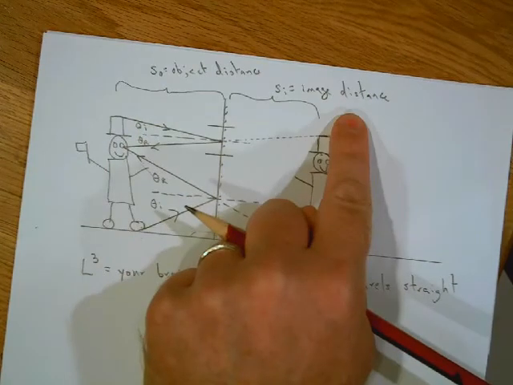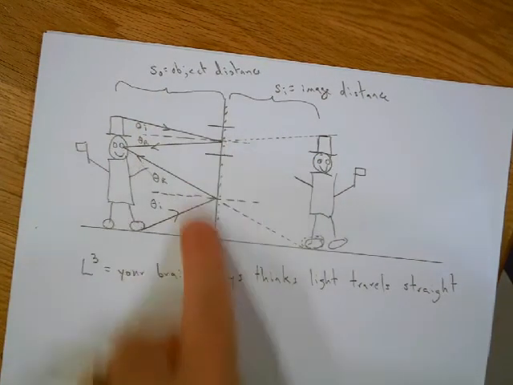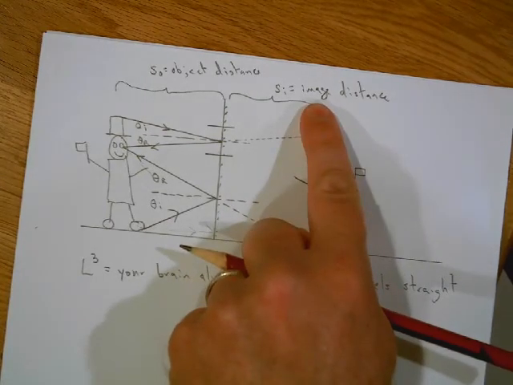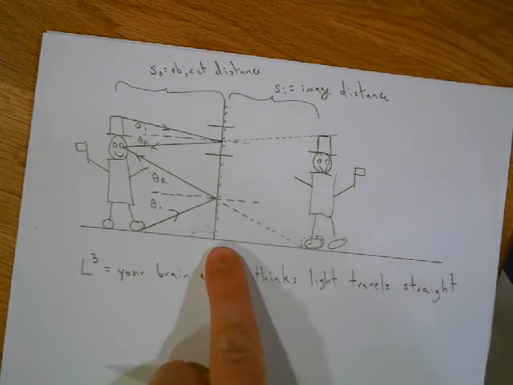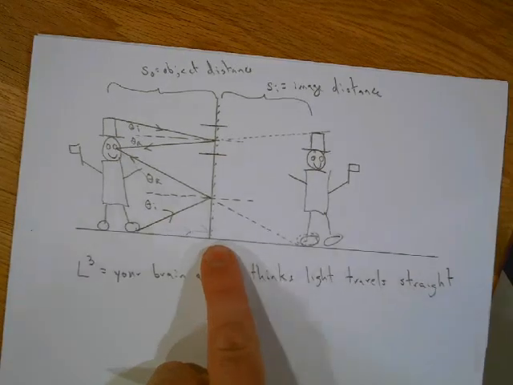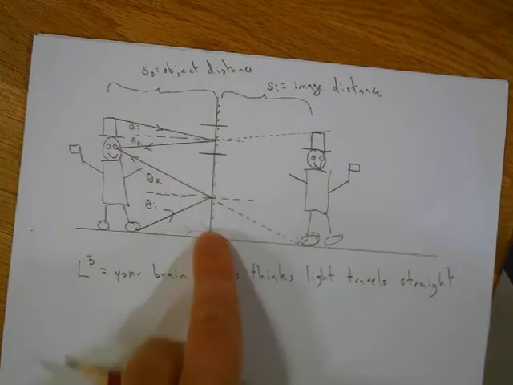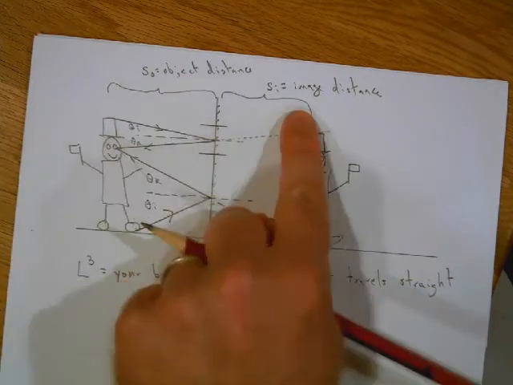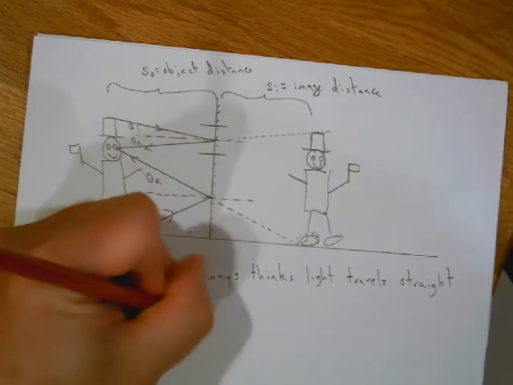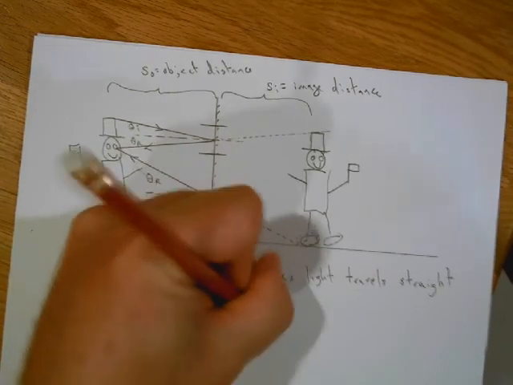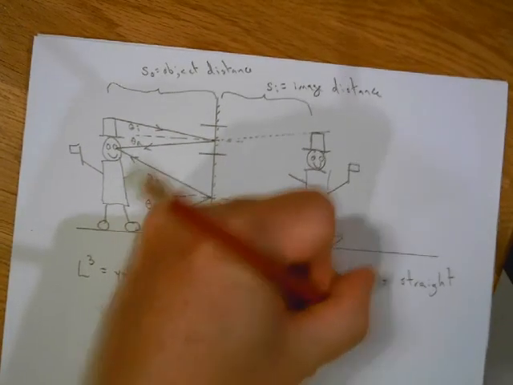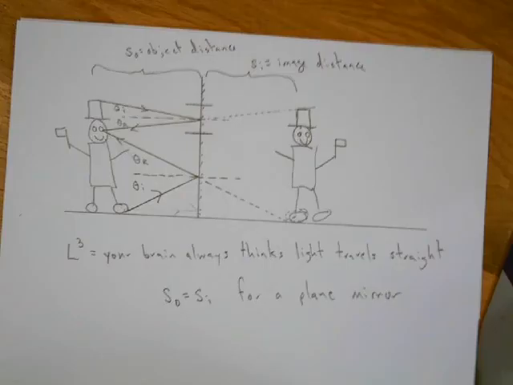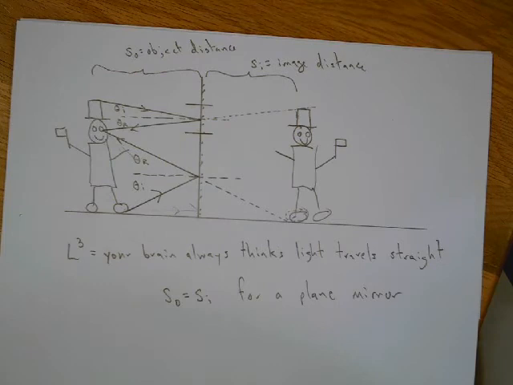And just so you know, anytime we're doing object distance or image distance, it's always going to be object to the optical surface, or the optical object, in this case the mirror, and then it would be the image to the optical thing, in this case the mirror. Sometimes later on it'll be a lens, but it's always object to lens, object to mirror, image to there. In this case, SO equals SI for a plane mirror. So if you have a mirror that's flat, that is always going to be true.